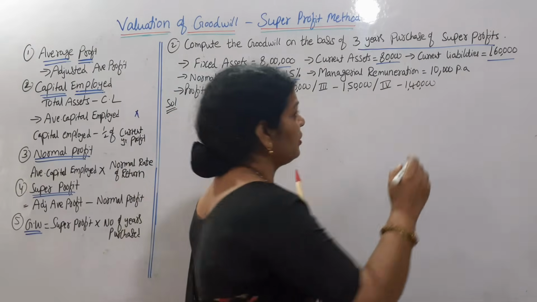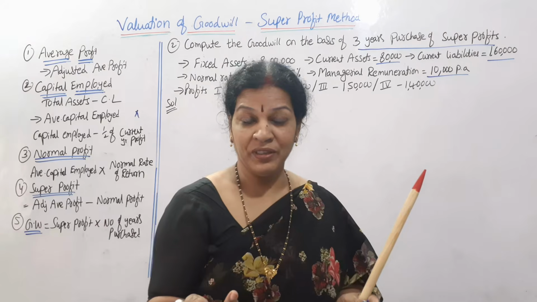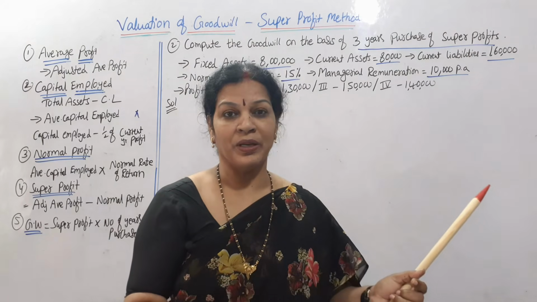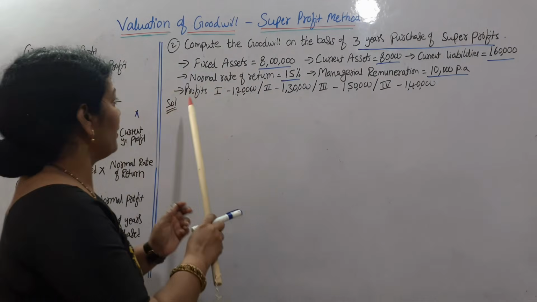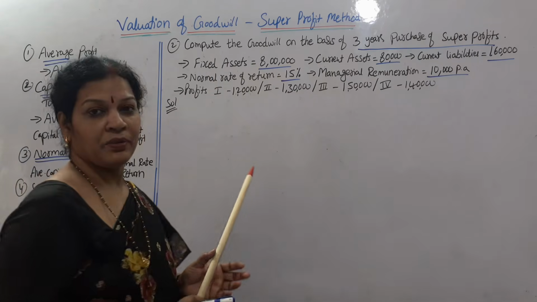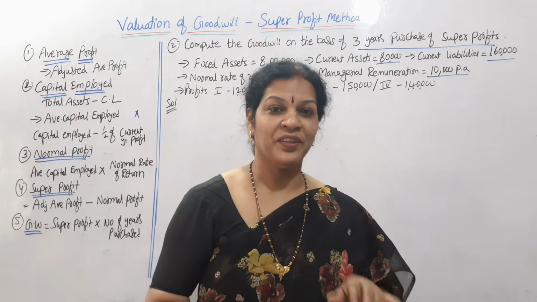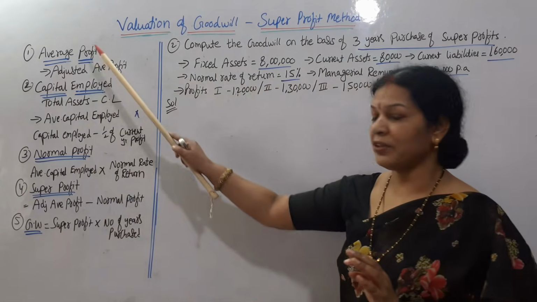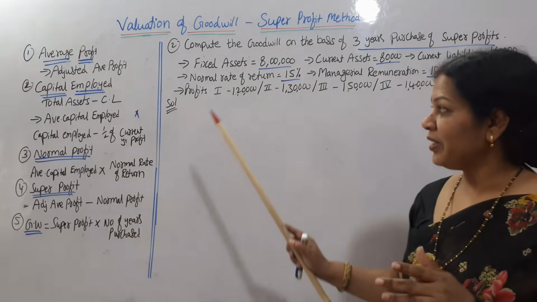Managerial remuneration 10,000 per annum. For management we are giving remuneration of 10,000 per annum, so this also we are going to calculate. Okay. And now profits are given to us: 1,20,000, 1,30,000, 1,50,000 and 1,40,000. Now we need to calculate super profit first, then after that goodwill. Before going to super profit, these are the 3 steps we have to complete. Now let's work out the problem.